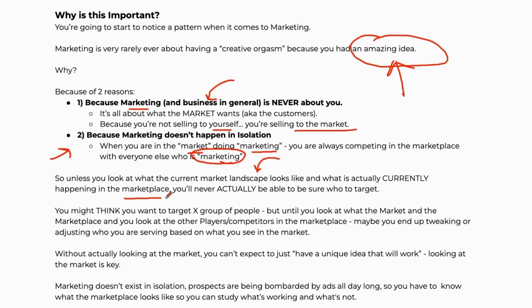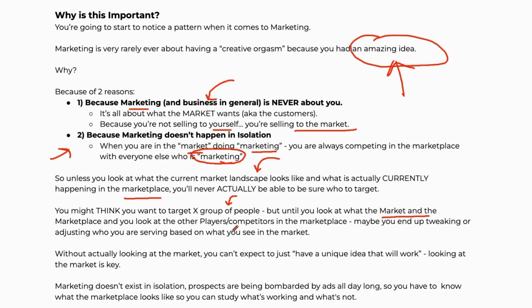And so you might think that you want to target X group of people, but unless you actually look at the market and who the people in the actual market are, who are the other players and the competitors in the marketplace, maybe the people that you want to target, maybe they're not even there. Maybe they're not even purchasing. Maybe they're not even congregating in some place, right?